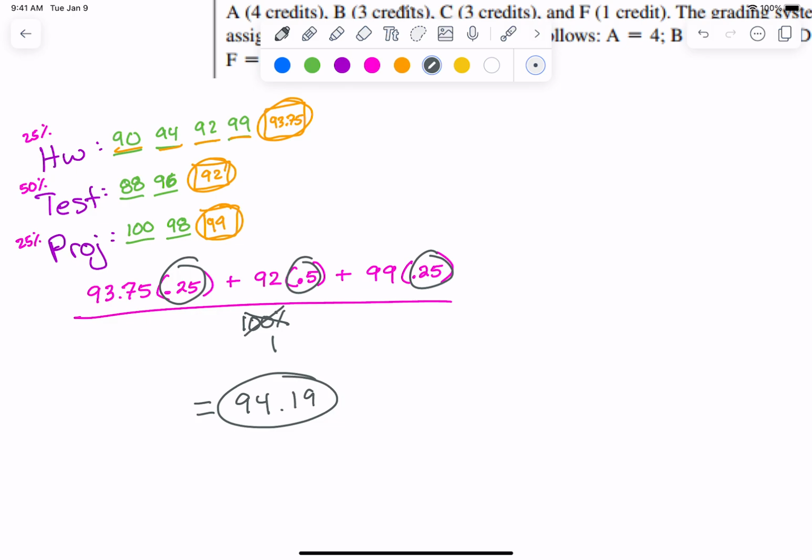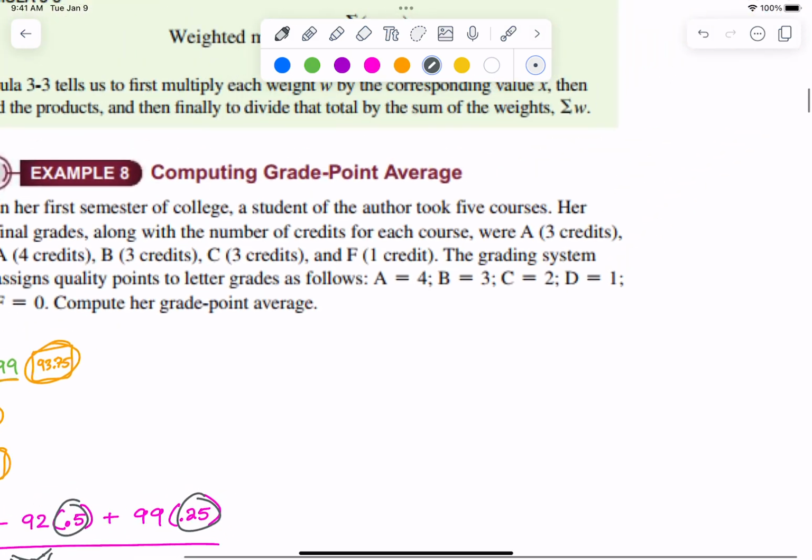That is exactly what PowerSchool does for you. It has your class weights, and it averages each of the categories together, then weights them. So you have a 94.19. Great. Awesome. Okay, let's go to this question.